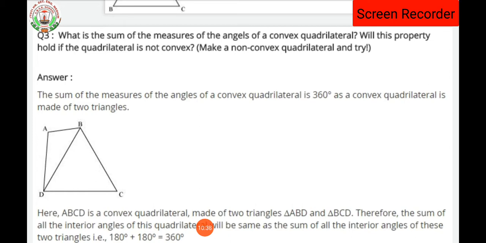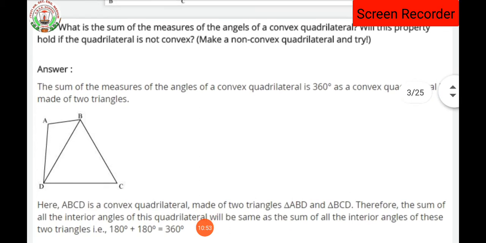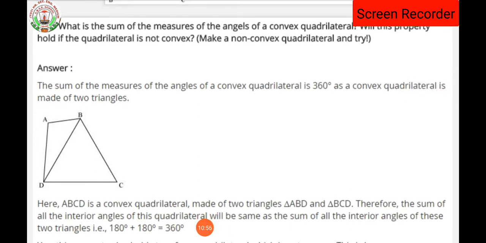So what is the sum of the measures of the angles of a convex quadrilateral? In a convex quadrilateral, you know that its interior angles will be less than 180 degrees. So the sum of the measures of the angles of a convex quadrilateral is 360 degrees. Suppose this angle, this angle, this angle and this angle are added. As we know, adding all 4 angles of a quadrilateral gives 360 degrees. If we are talking about a convex quadrilateral, the same applies. That means the addition of all 4 angles of a convex quadrilateral will be equal to 360 degrees. That everybody knows, right?